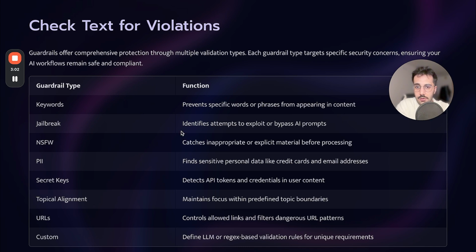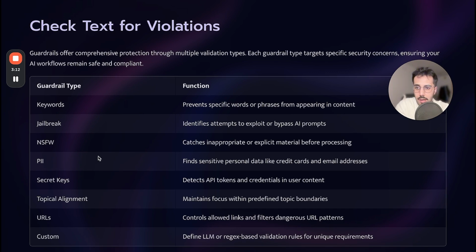Then we have not safe for work, and basically any inappropriate or explicit data is not allowed to be passed to the next node. Then we have PII, which is pretty much any personal information, from emails to numbers to credit card data, and just pretty much all types of personal data. Then we have secret keys, like API tokens or credentials, passwords, and that type of stuff.